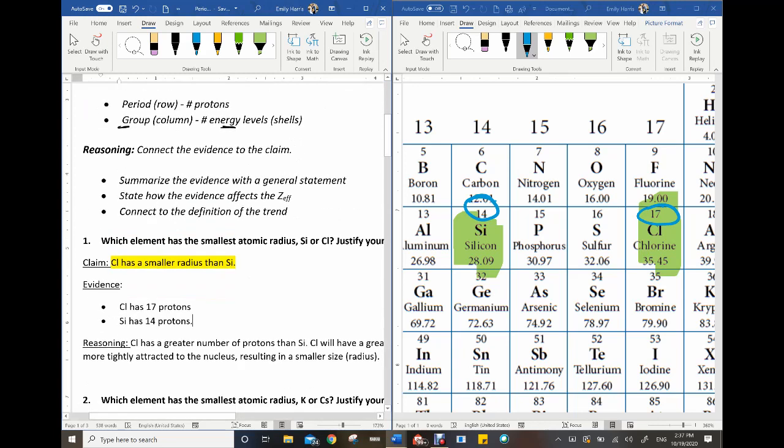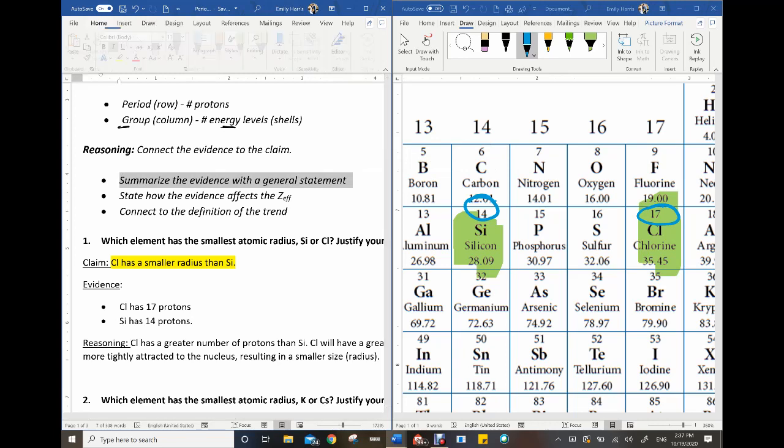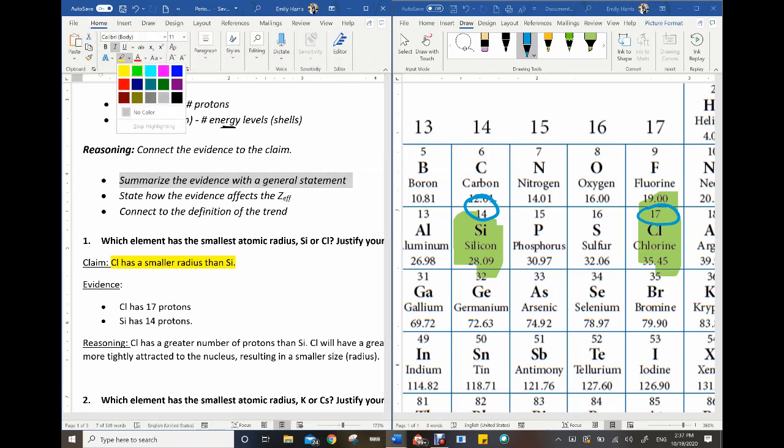Now, after our evidence, it's time to go on to the reasoning section, which is where we connect the evidence to the claim that we wrote. Now, I have 3 bullets here to help us think about what we need to include as a part of our reasoning. And as you get more experience, you'll get a feel for what to include, but initially this will help us track our responses.